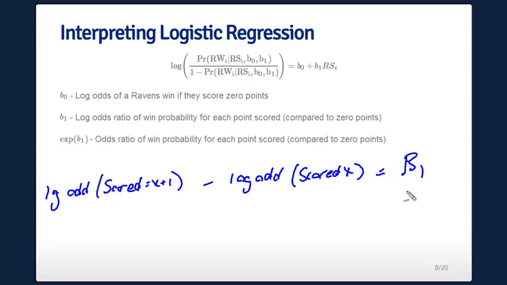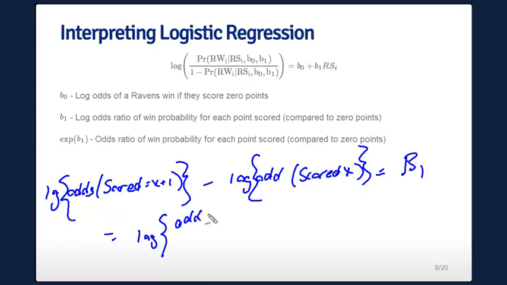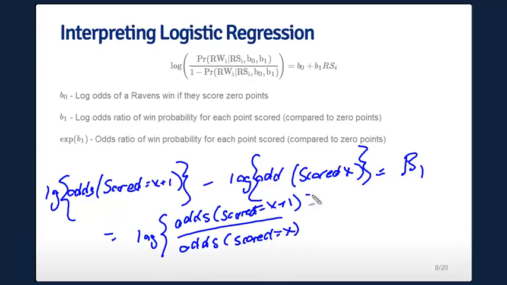And this is a subtraction of two logs, right? It's the log of the odds. Because it's the subtraction of two logs, that's equal to the log of the odds if points scored equals x plus 1 versus the odds if points scored equals x. So that's why we consider it the log odds ratio, and that is equal to beta 1.